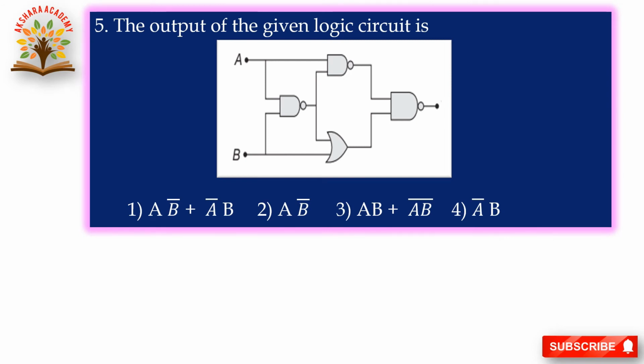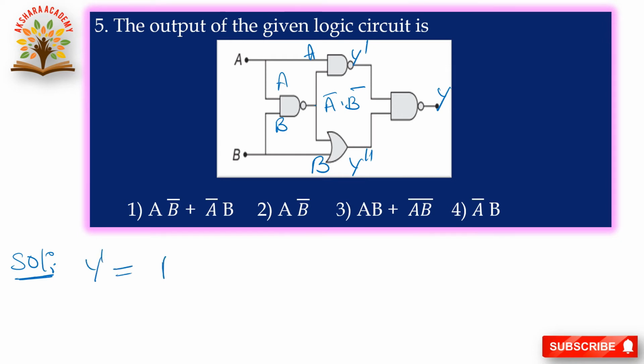The output of the given logic circuit is, see this, here A and here B, output Y dash, and here A bar dot B is the output, and here Y double dash, and this is B. Now let us go to the solution.